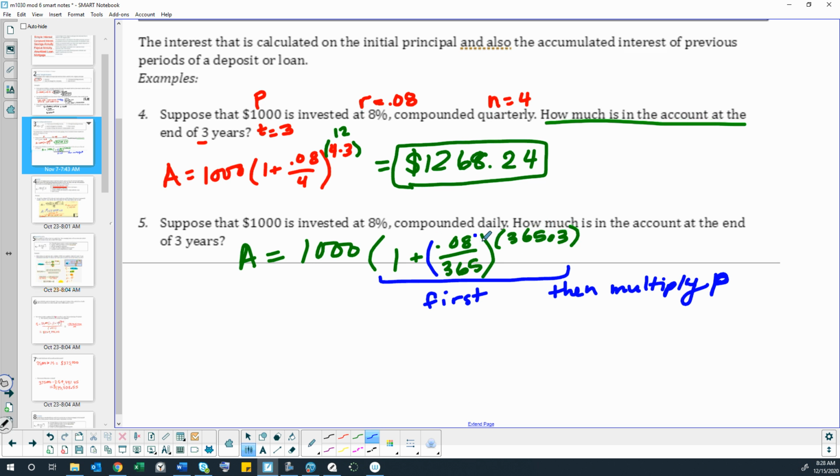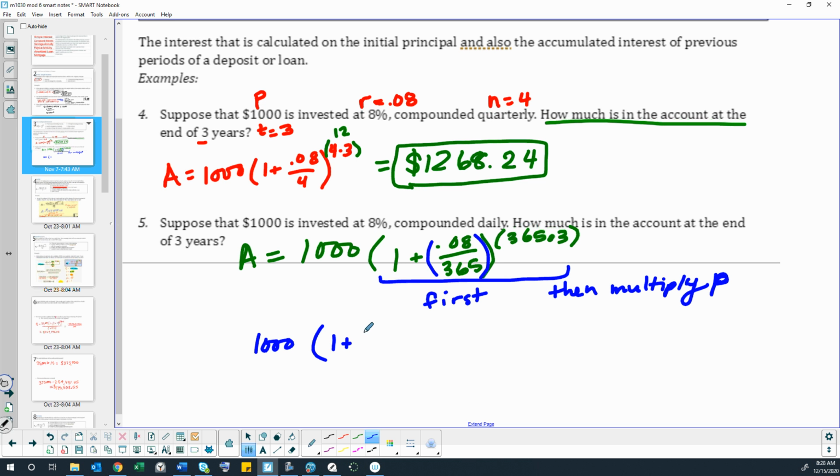Sometimes your calculator might need you to put parentheses here. It depends on how your calculator operates. Sometimes you might want to do these calculations separately, like you could literally find each calculation and write it down as you go. So like if I wanted to do 0.08 divided by 365, what? My calculator gave me an error.